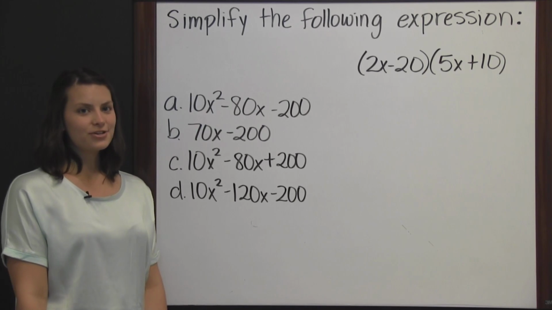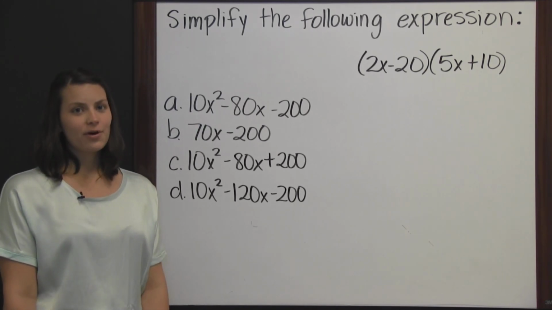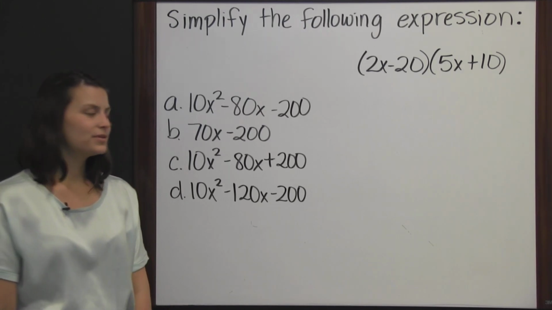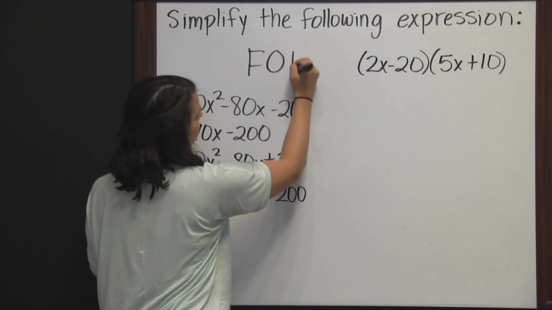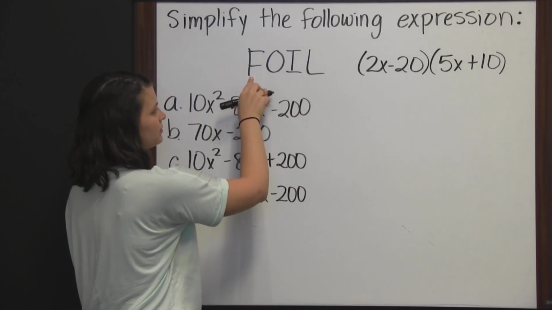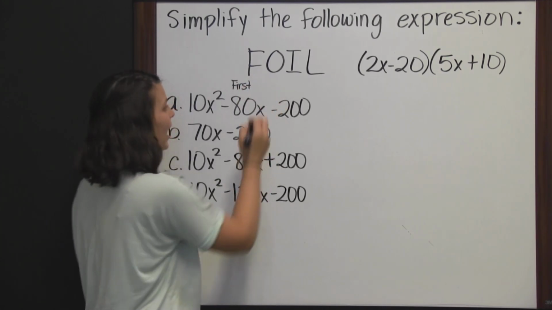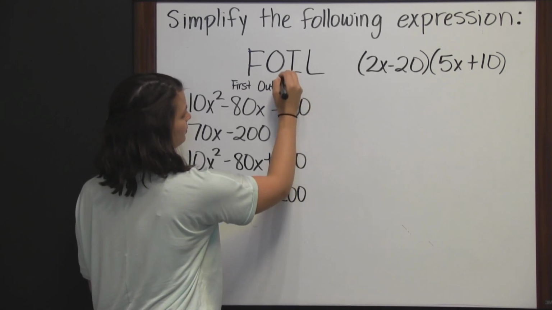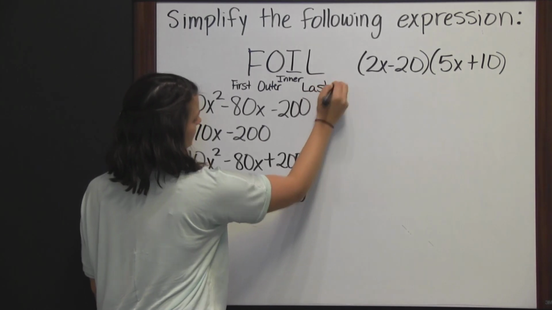Simplify the following expression: the quantity 2x minus 20 times the quantity 5x plus 10. To multiply these two binomials, we can use a method called FOIL. And FOIL stands for first, O stands for outer, I stands for inner, and L stands for last.